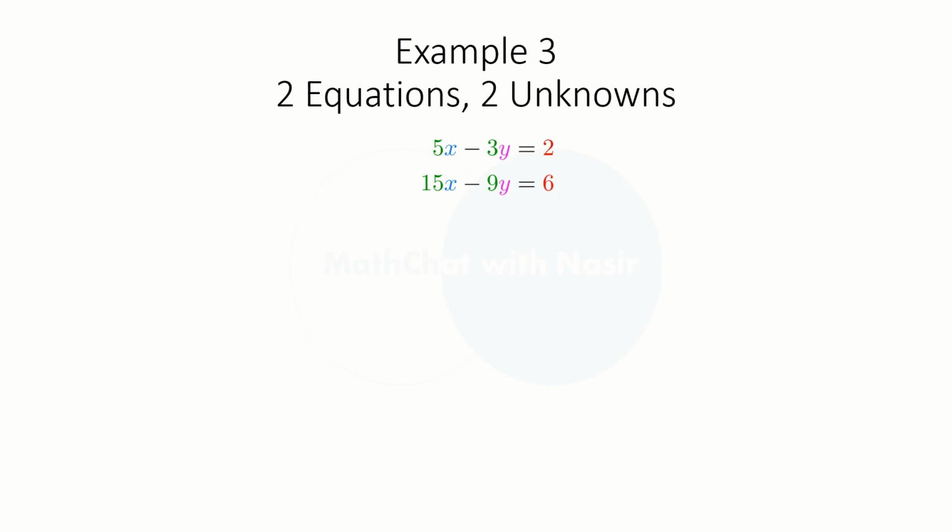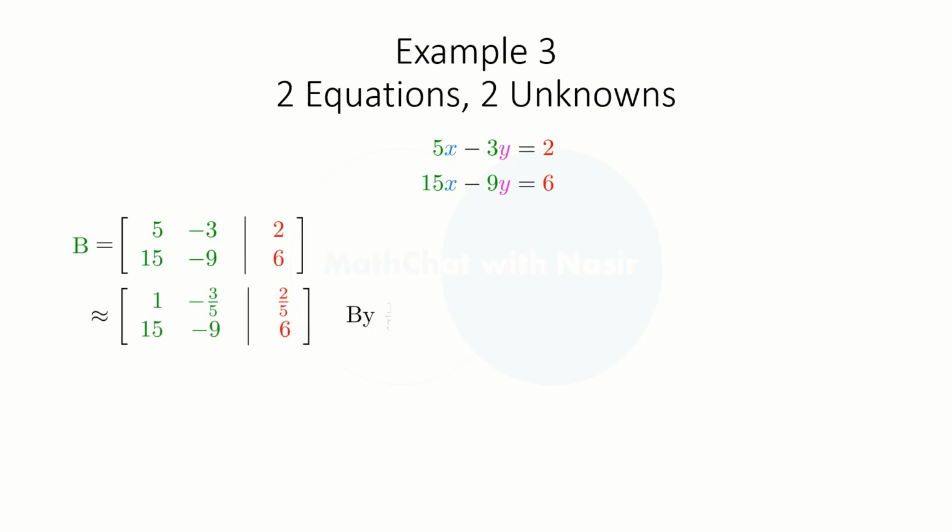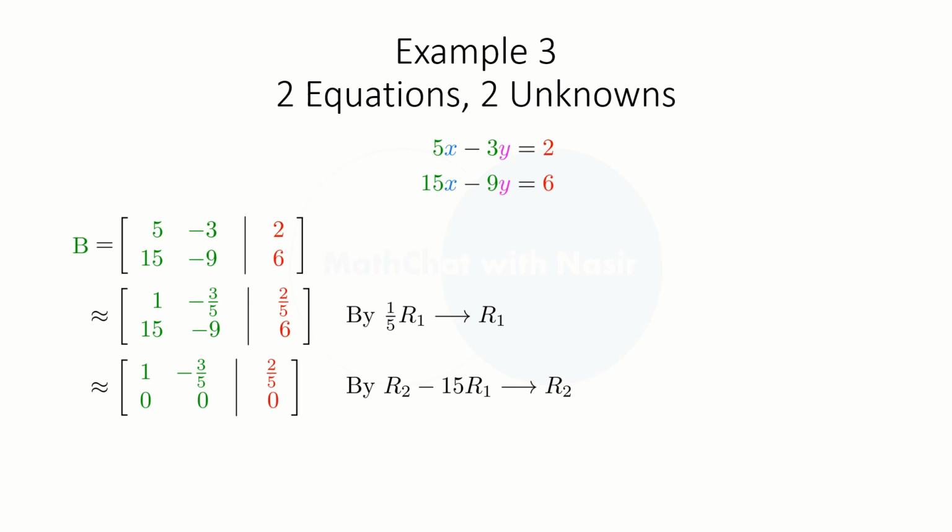Let us solve another system of two linear equations with two unknowns. Write the augmented matrix B. Make the first element equal to 1 by multiplying the first row by 1 over 5. Now replace the second row with R2 minus 15R1. Although the second equation has vanished, it is not degenerate.